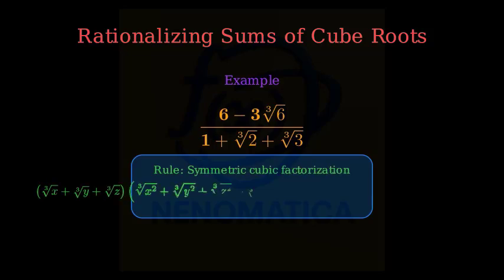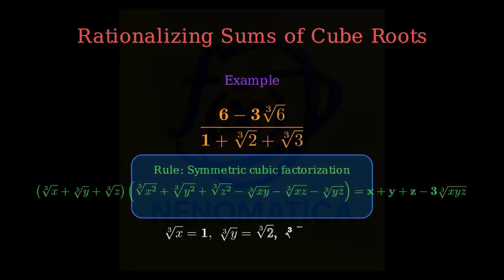Rule box. We will use the symmetric cubic factorization. If you multiply a sum of 3 cube roots by its companion factor, the result collapses to x plus y plus z minus 3 times the cube root of xyz. We will map cube root of x to 1, cube root of y to cube root of 2, and cube root of z to cube root of 3.